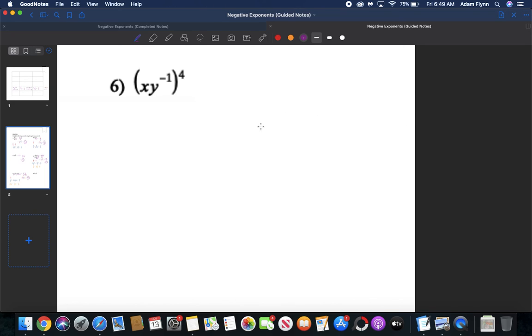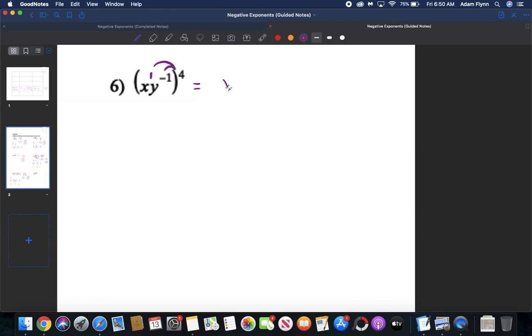Okay, so immediately when I look at this one, I've got x times y to the negative first, all to the power of 4. I see parentheses, I know I'm going to have to use the power rule. So before I do the power rule, I'm going to give everything inside my parentheses an exponent. This y already has an exponent of negative 1, so I'm going to give this x an exponent of positive 1. Okay? So now I know I can multiply my exponents or powers on the inside by the power on the outside.